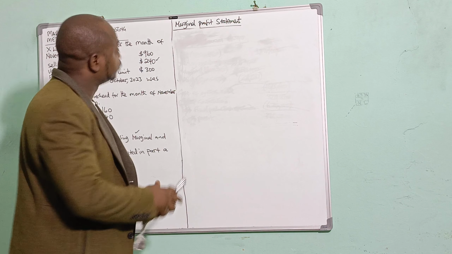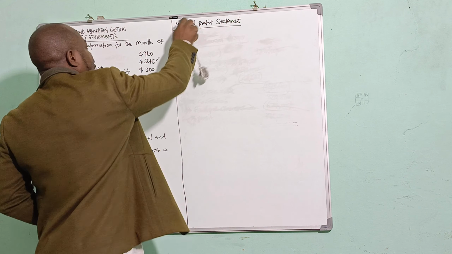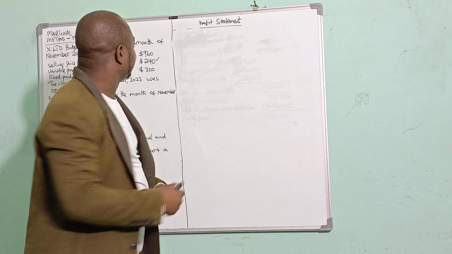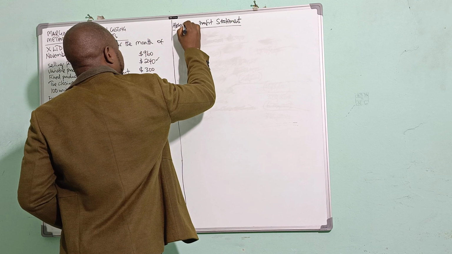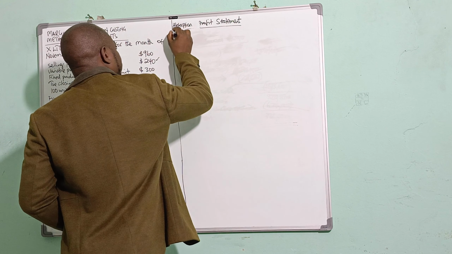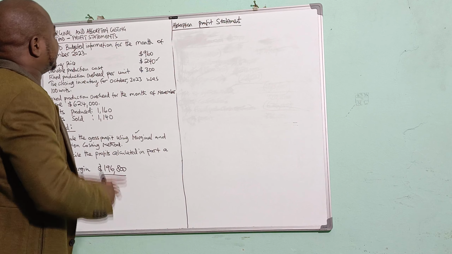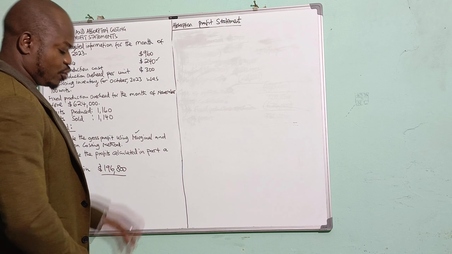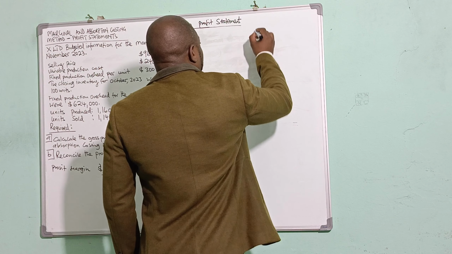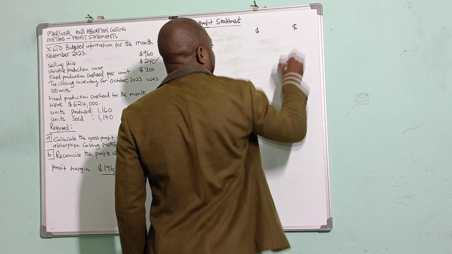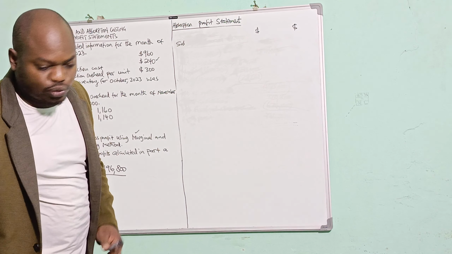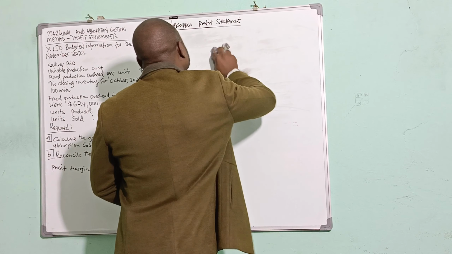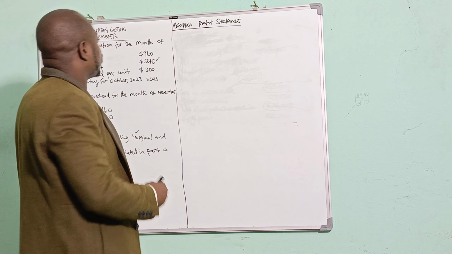All right, let me remove the word marginal there. We are replacing it with absorption. Absorption profit statement. There we go. Yeah, I have dollars there. I'll start the same way. No. First, I need to establish the cost per unit.